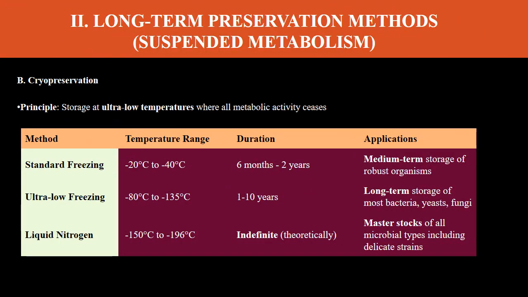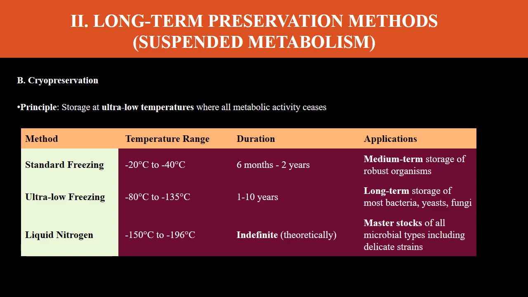The second one is cryopreservation. The principle behind cryopreservation is storage at ultra low temperature where metabolic activity ceases. There are three methods. First is standard freezing, which has a temperature range of minus 20 degrees Celsius to minus 40 degrees Celsius. The duration of standard freezing is 6 months to 2 years, and it is used for medium term storage of robust organisms.